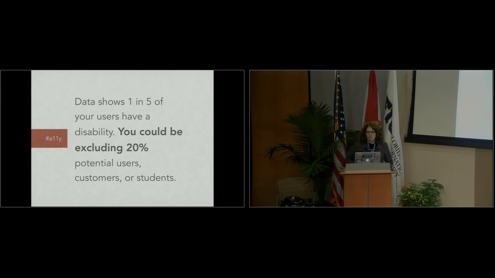Because data does show that 1 in 5 of your users has some kind of disability. So you could be excluding 20% of potential users, clients, or students if you're an educator. You could be excluding your information or your lessons or your products, your services, from 20% of people.